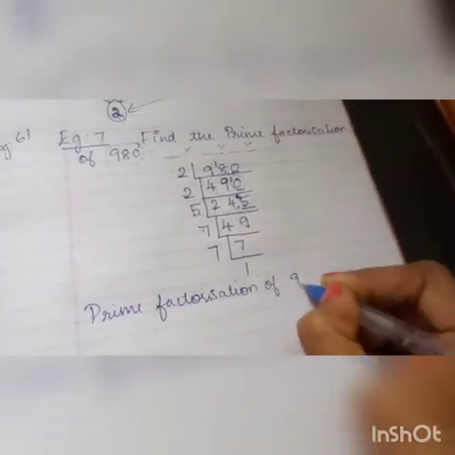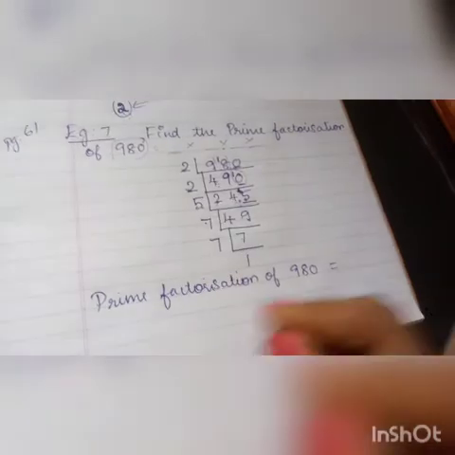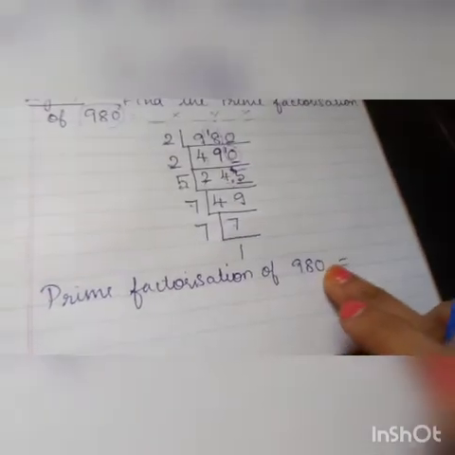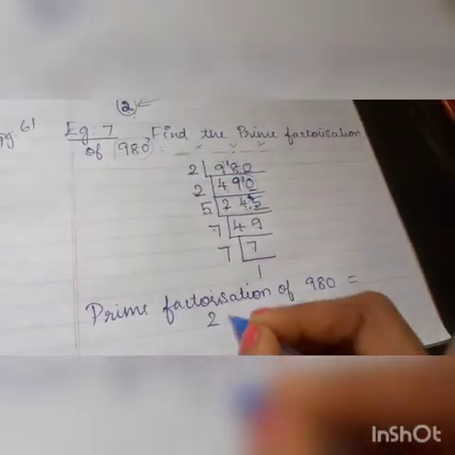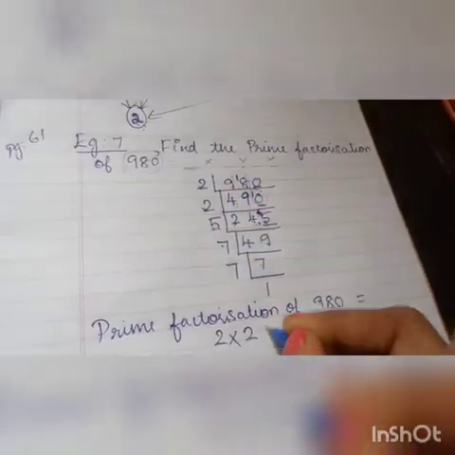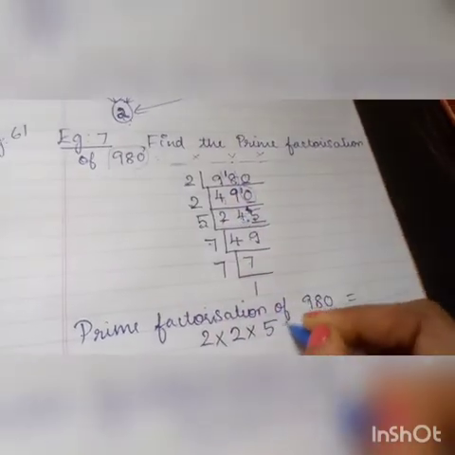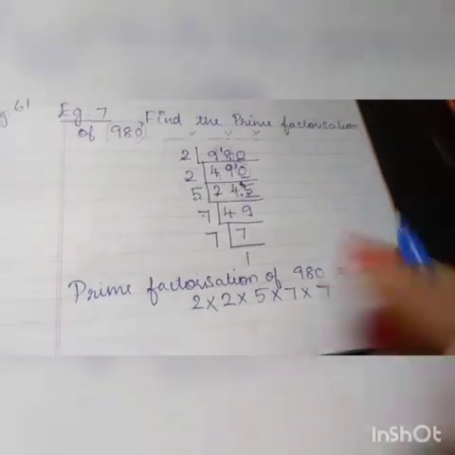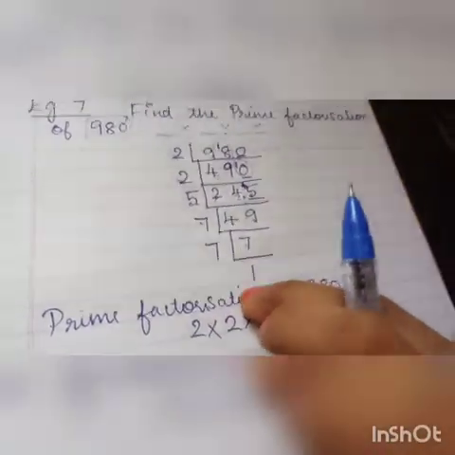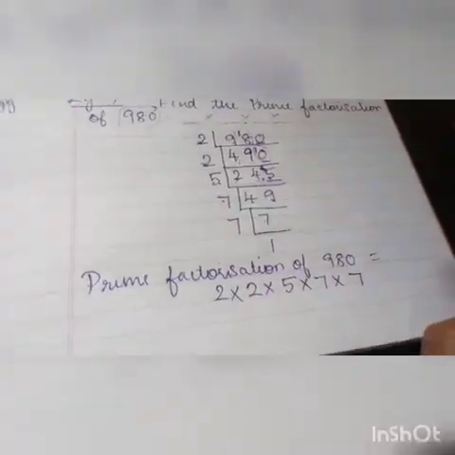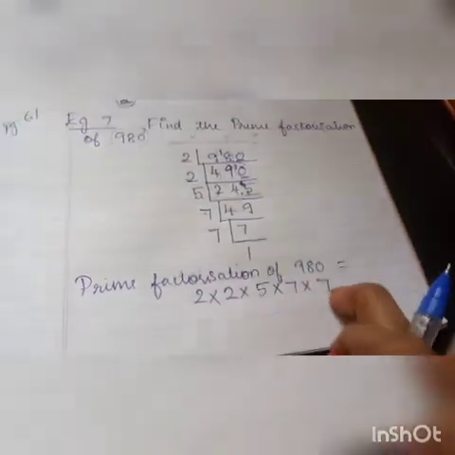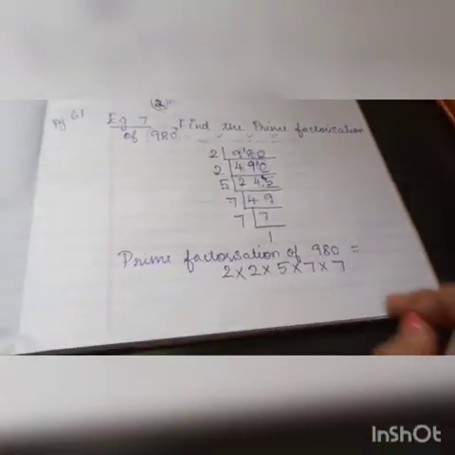of 980 is equal to, I told you prime factorization means you are going to write the product of prime numbers of this particular number. How you will write? 2 into 2 into 5 into 7 into 7. You should not write 1. Why? Because 1 is not a prime number. When you are writing prime factorization, if you write 1, it is wrong. Okay, I will put fully it is wrong.